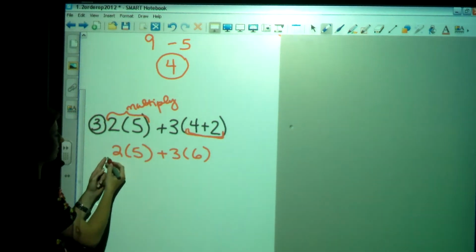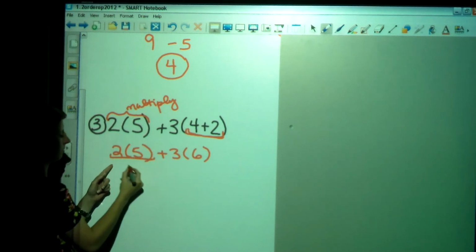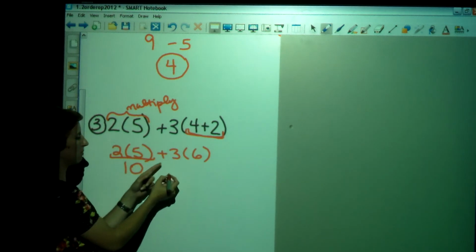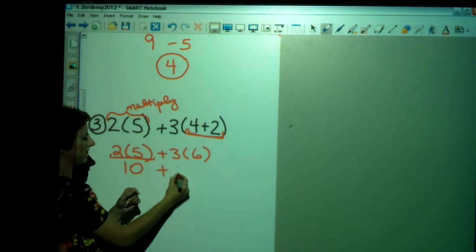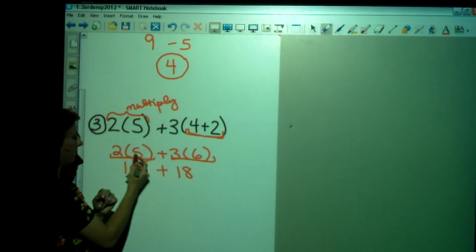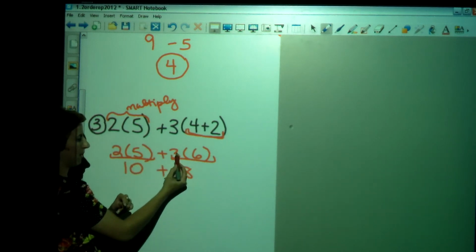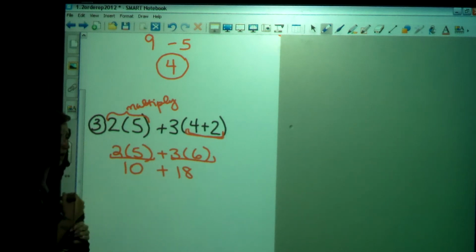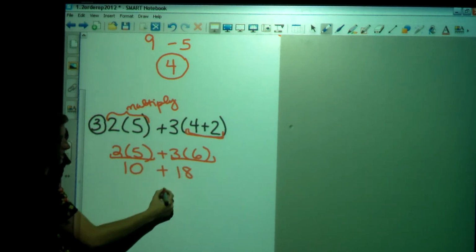So we look first at the left side, and we have 2 times 5. I can do that. 2 times 5 is 10. And then, because I'm still multiplying, I can go ahead and multiply. 3 times 6 is 18. So 2 times 5, drop down my plus sign, and now multiply 3 times 6 is 18. I get 10 plus 18 as my last operation. In step 4, add. 10 plus 18 is 28.